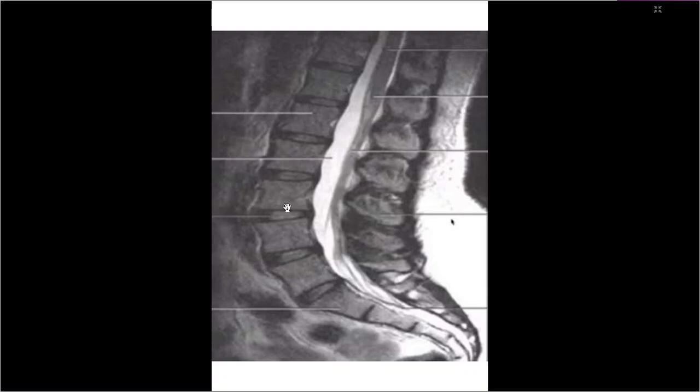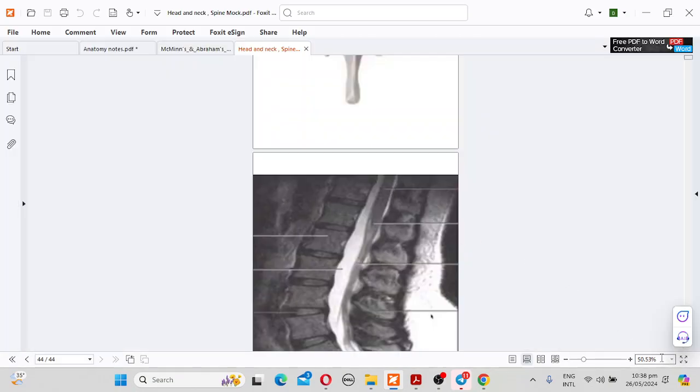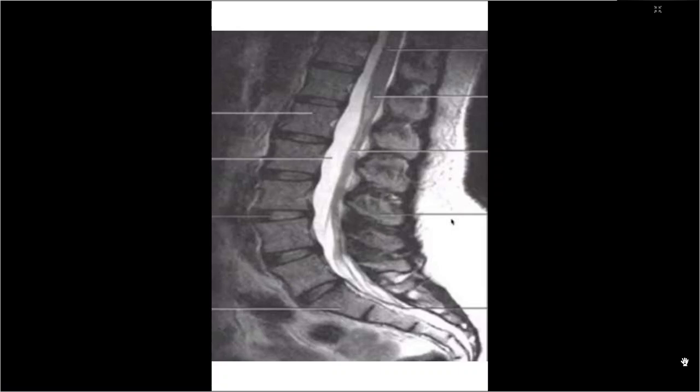What is the spinal cord level in newborn and in adult? In newborn it is quite lower, around L3, and in adult it is around L1. Why is this? Because when there is growth, there is a disproportionate growth of the spinal cord and the vertebral column.